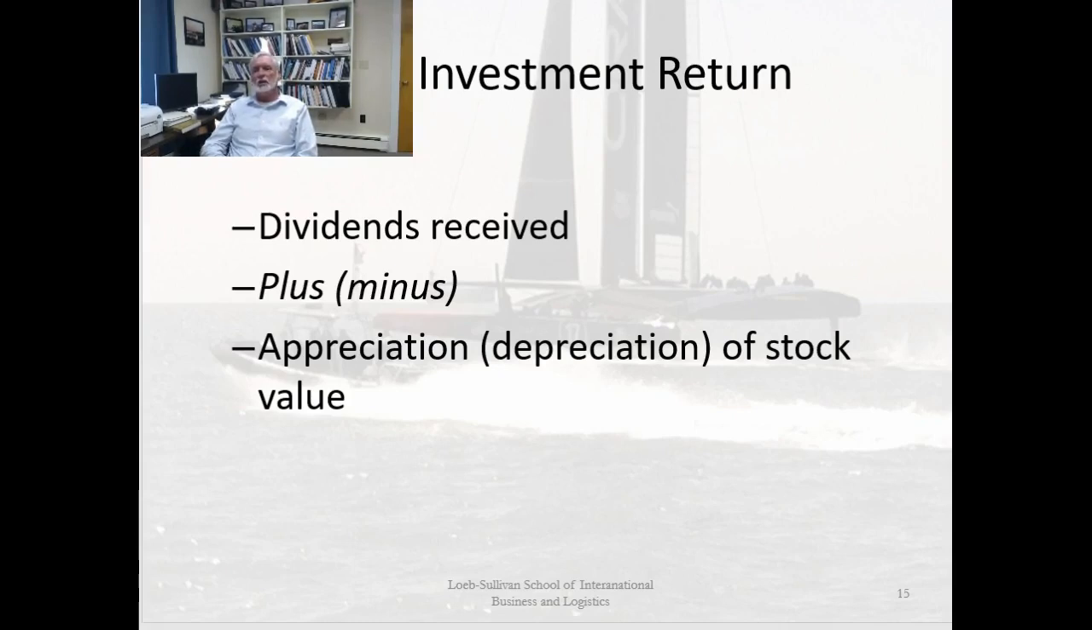So what we call the total investment return on an investment in stock is the dividends received plus or minus the appreciation or depreciation of stock value. So if the stock is appreciating in value, the stock price is going up, and I'm receiving dividends, I want to add those two things together to calculate my total investment return. And vice versa, maybe I'm not receiving dividends and the stock is appreciating, that's my return. Or if I'm receiving dividends but the stock value is falling, then I have to subtract the fall of the value of the stock from the dividends that I received to get the total return.